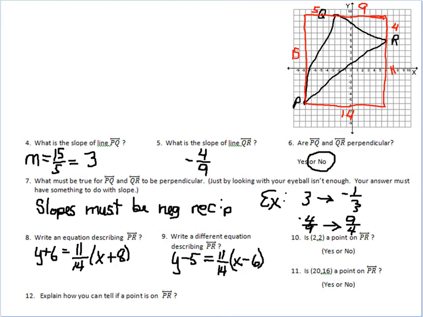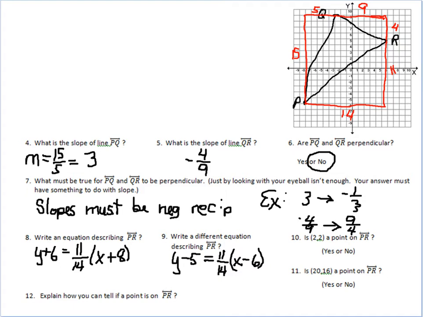Is 2, 2 on there? Kind of looks like it from the graph, so we're going to have to do something other than just looking. So I can just stick 2 in there and see if it actually makes the equation work. You can pick any equation you want that describes that line. So I'll just pick this one right here. So y is 2 and x is 2, and it has to make it true.